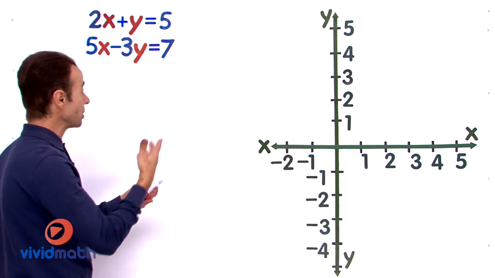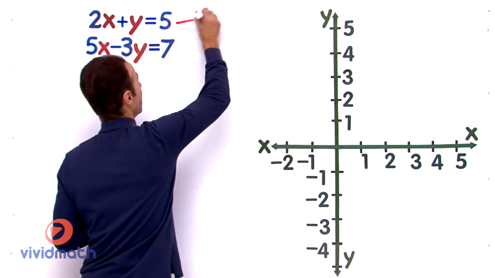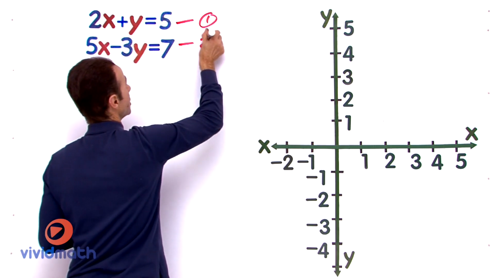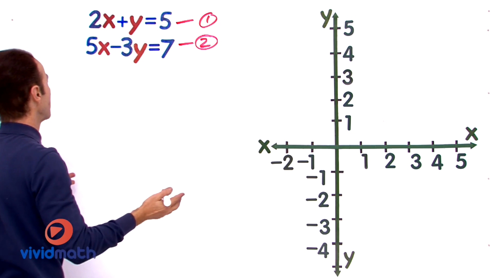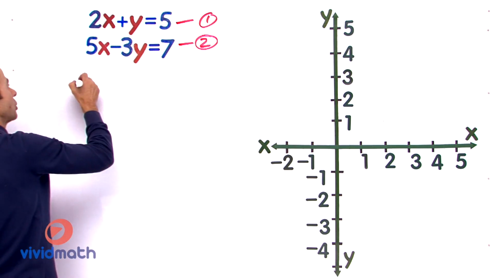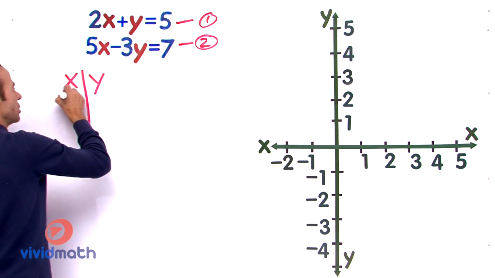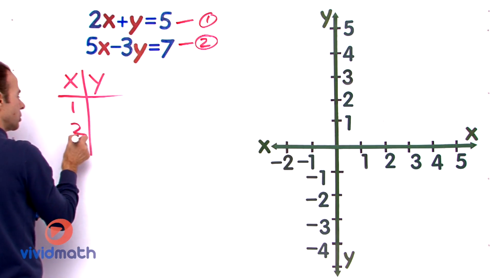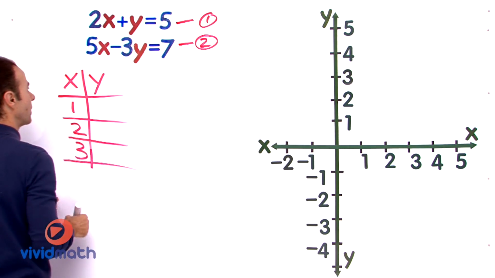In order for us to sketch them, let's mark out each of these linear equations. The top one, let's call it equation 1, and the bottom one, let's call it equation 2. Now let's graph the top one. I'm going to plot it with x and y. So for the top one, we've got x and we've got y. Let's just put 3 points, 1, 2, and 3. You could put 0, 1, 2, 3, but 3 points will do.